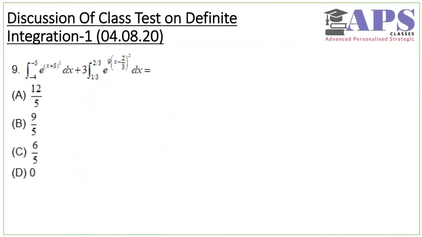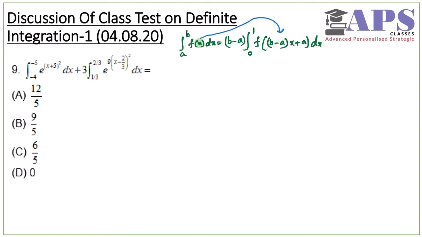In question number 9, we are going to apply a property which is integration a to b f(x) dx can be written as, when I want to change the limit a to b to 0 to 1, I can write 0 to 1 the limit, then this will be multiplied by b minus a, and we will have in place of x, I have to write b minus a into x plus a dx. So in place of x in the function we get this b minus a into x plus a, and outside we have b minus a multiplied. By that, the limit is changing to 0 comma 1.